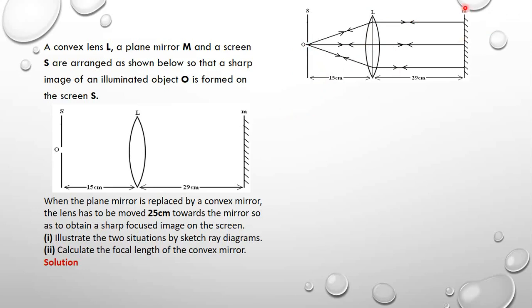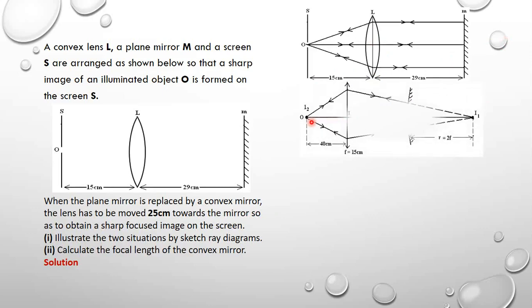Then we shall also replace this plane mirror with a convex mirror, and in that case they say that the image is still formed on the screen, but the lens has to be moved 25 centimeters towards the mirror. So the distance between the object and the lens is going to increase by 25 and become 40, and the distance between the lens and the mirror is going to reduce by 25 and become 29 minus 25, which is 4. So we shall have this setup.